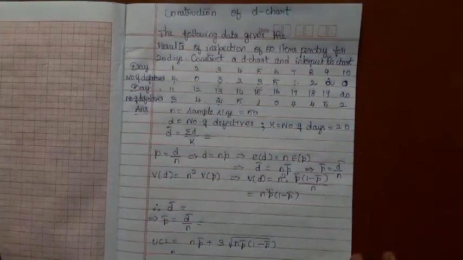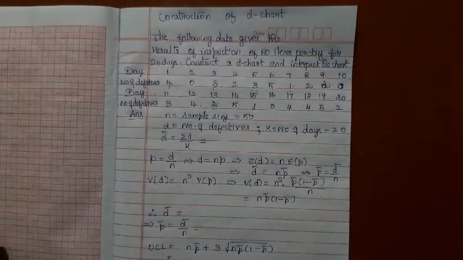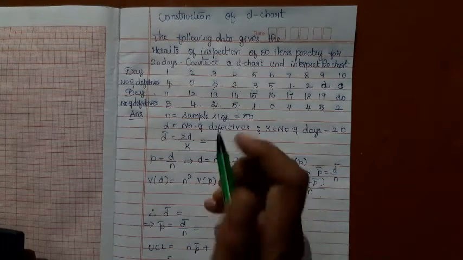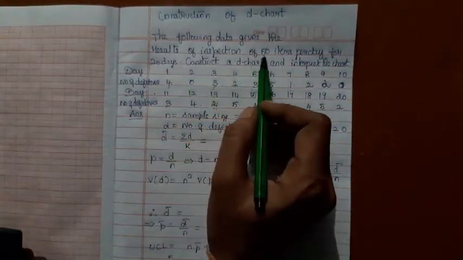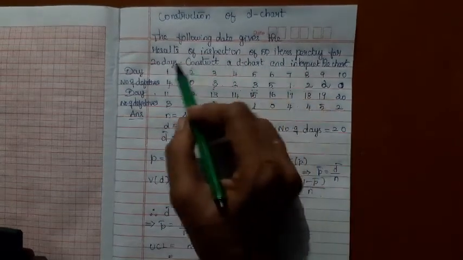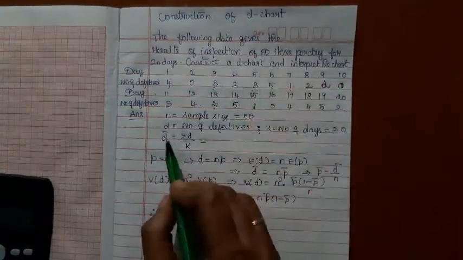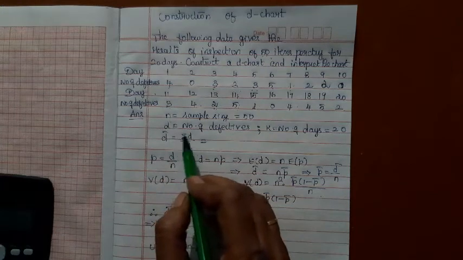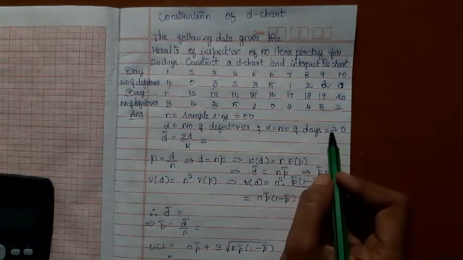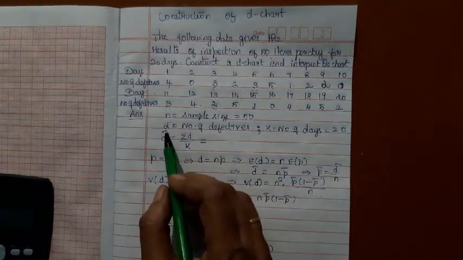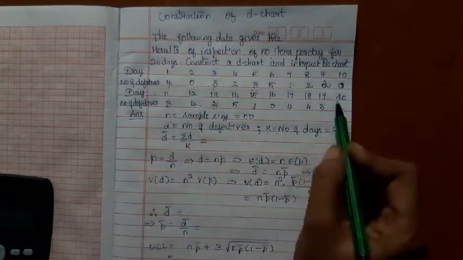Let us now consider the problem of constructing the D chart. The D chart is the chart for number of defectives. The following data gives the results of inspection of 50 items per day for 20 days. What should you understand? The sample size n is 50, and K is the number of days, that is the number of lots. 20 lots are selected, and D is the number of defectives. The data runs in two rows.